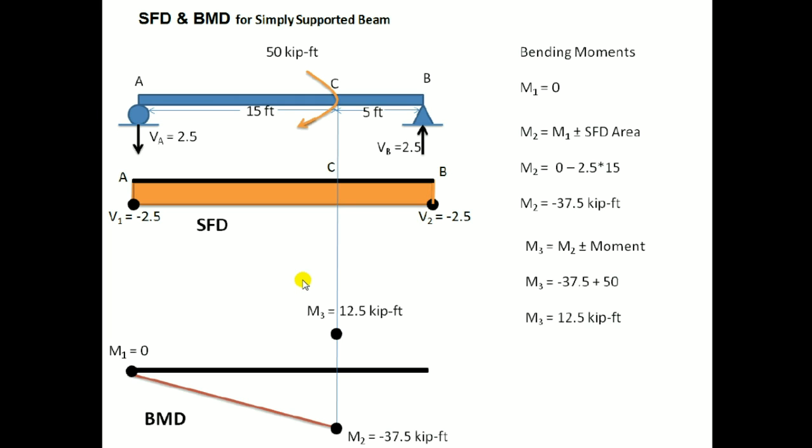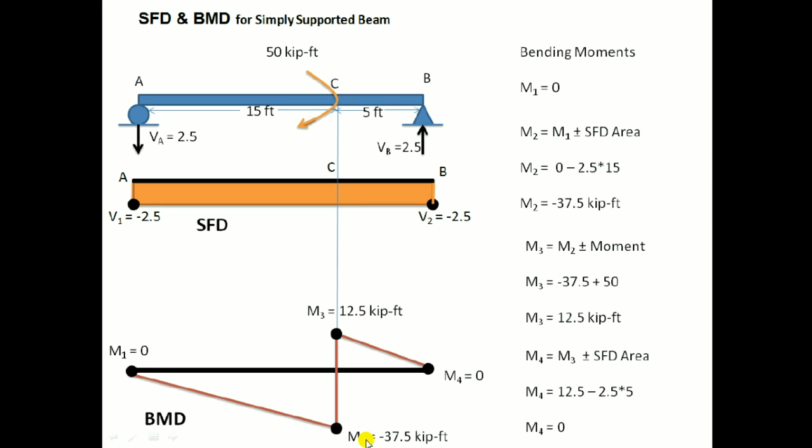Here we will find M3. M3 is equal to the previous moment plus or minus the moment acting at that point. Here the moment acting is 50 clockwise. So if a clockwise moment is acting, add it to the previous moment. If an anti-clockwise moment is acting, then subtract it. Here the clockwise moment is acting, so add it to the previous moment and we will find the moment at that point. This is how we find M3.